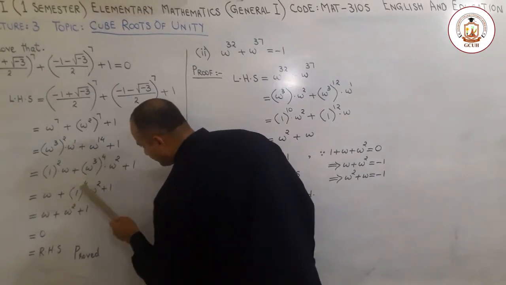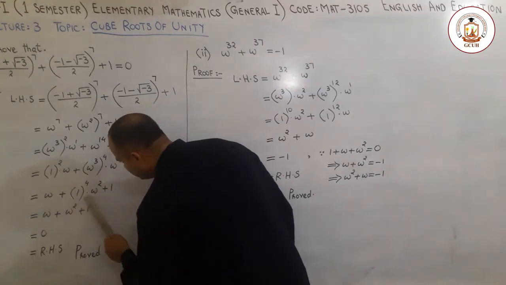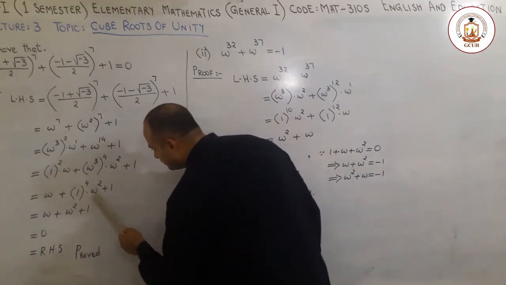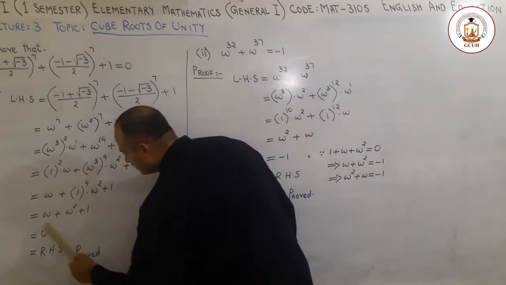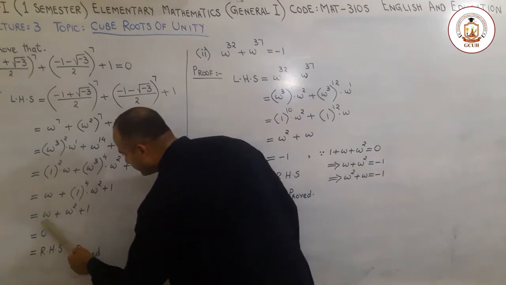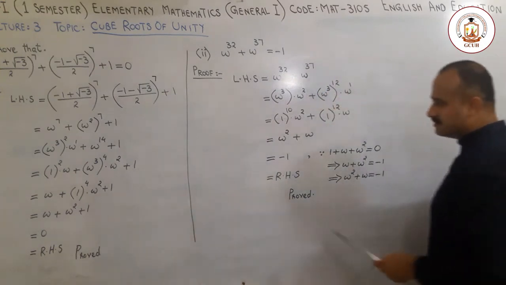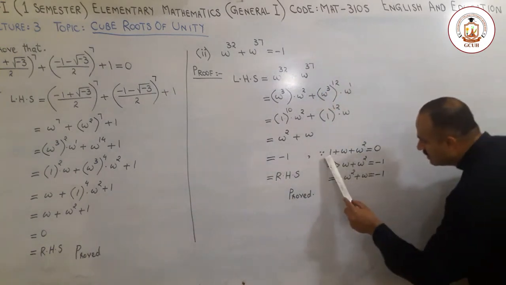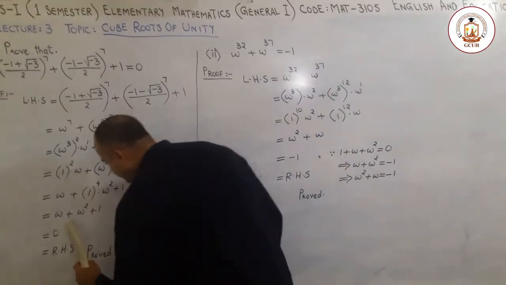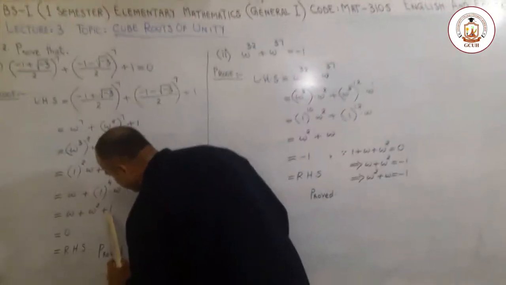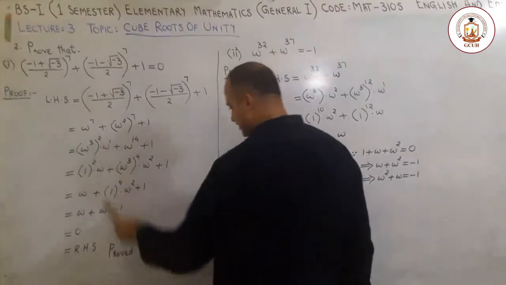And the power 4 is written here. So 1 power 4 is again 1, and the multiplication of 1 with omega square will not change its numerical value. So here the three terms are omega plus omega square plus 1. The sum of the cube roots of unity is known to us, which is 1 plus omega plus omega square, equal to 0. So the order will make no change and it is equal to 0, which is actually the right hand side. So this question is proved.